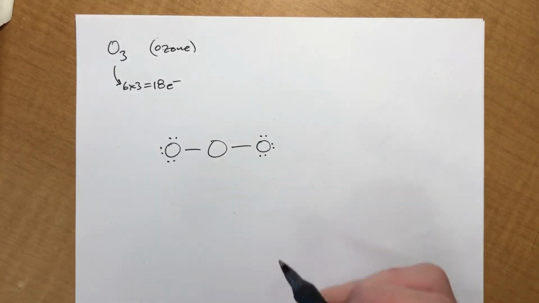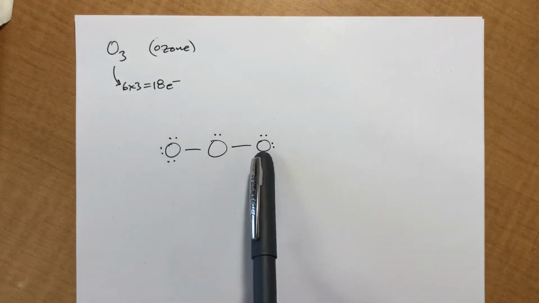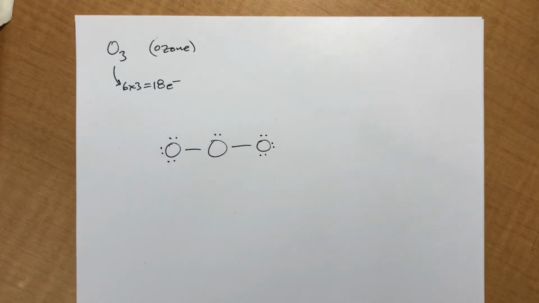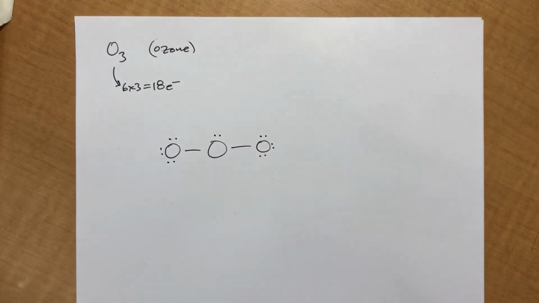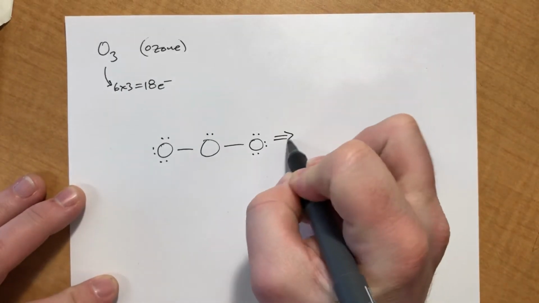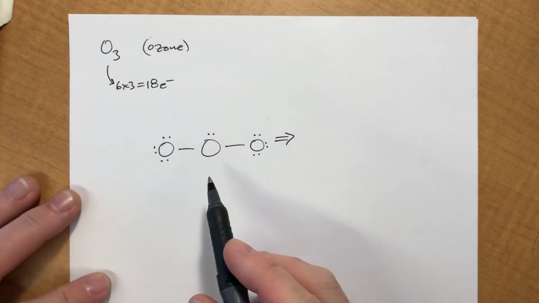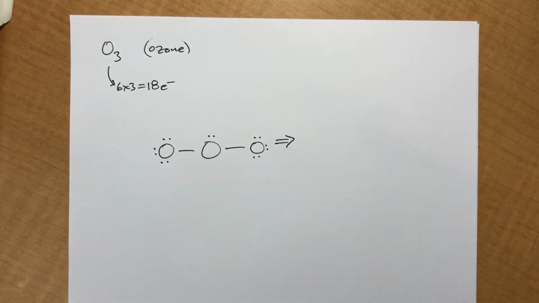Step 3 says to place the remaining electrons on the central atom. Maybe that was step 4. I don't know. Yeah, that was step 4. Step 5 says to check for octets. This is happy, this is happy, this is not. So what we're going to do is we need to form a double bond. We have two choices, so we get two resonance structures. You're probably noticing a trend here. Oxygen is not the only thing that can have resonance structures, but it's a pretty common thing that does.